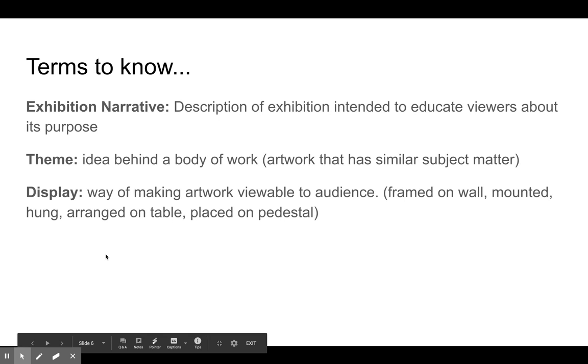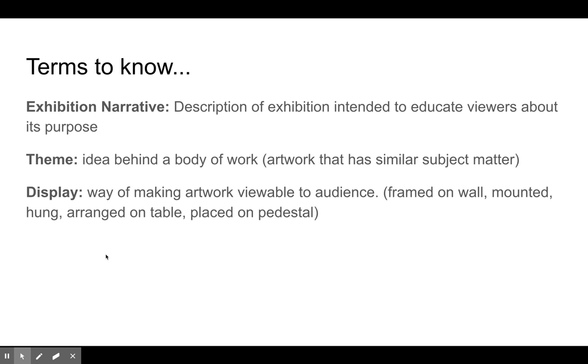An exhibition narrative, like I said, is a description of the exhibit, and it's intended to educate the viewers about its purpose. A theme is an idea behind a body of work. Typically, that's artwork that has similar subject matter or shows similar things. A display is a way of making art viewable to an audience, so you can have it framed on a wall, mounted on a wall, hung, or arranged on a table. There are lots of different ways that you can do it.